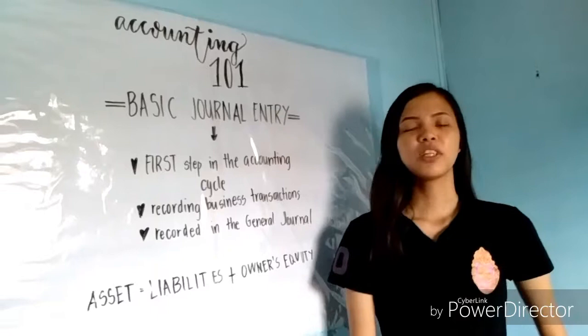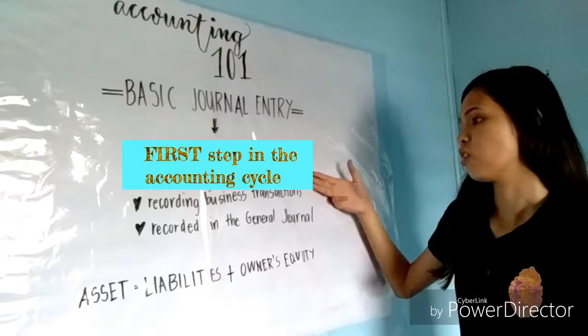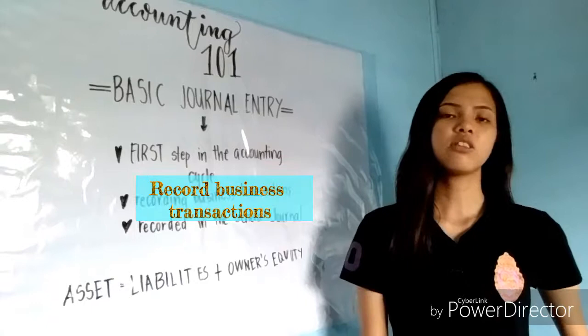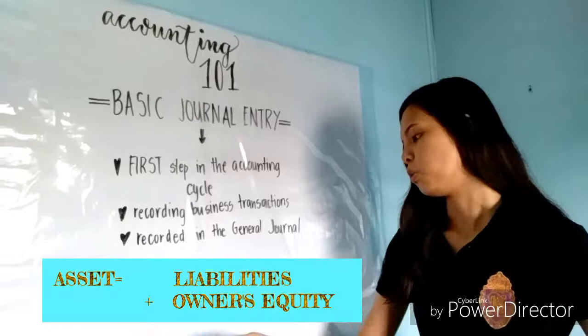Today's lesson will be basic journal entry. So let's define first what is a basic journal entry. Journal entry is the first step in the accounting cycle. It is used to record business transactions and events throughout the accounting system. It is recorded in the general journal to show how the events change the accounting equation. The accounting equation will be asset is equal to liabilities plus owner's equity.